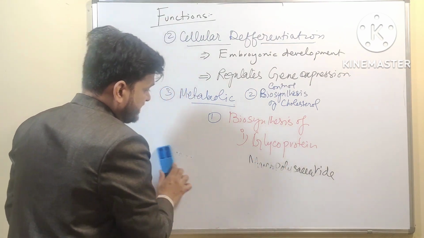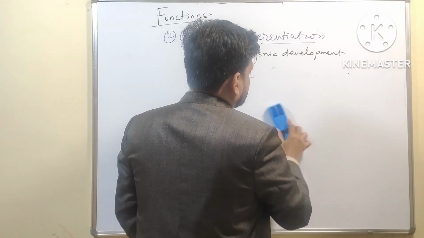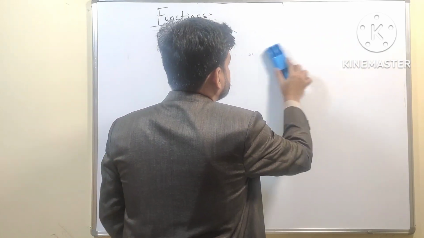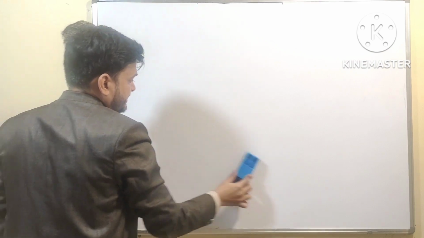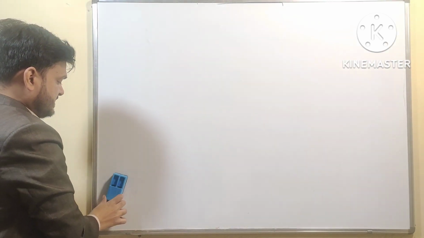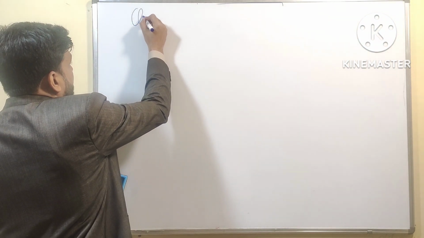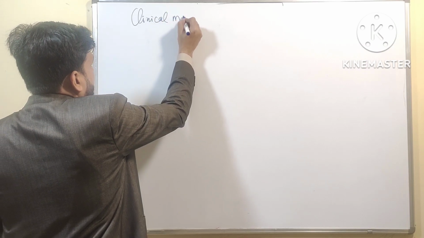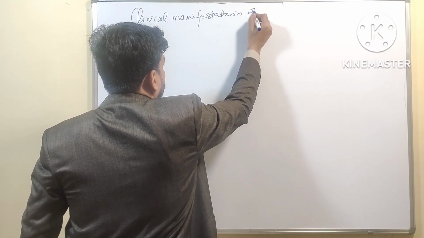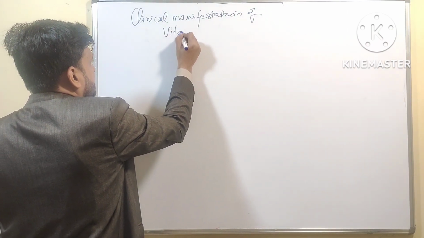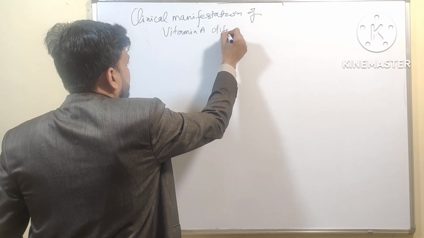Now coming to the clinical manifestation of vitamin A deficiency. What happens actually? This part is very important because it is related to our daily routine life. So we should know what the symptoms are. So we will discuss the clinical manifestation of vitamin A deficiency.